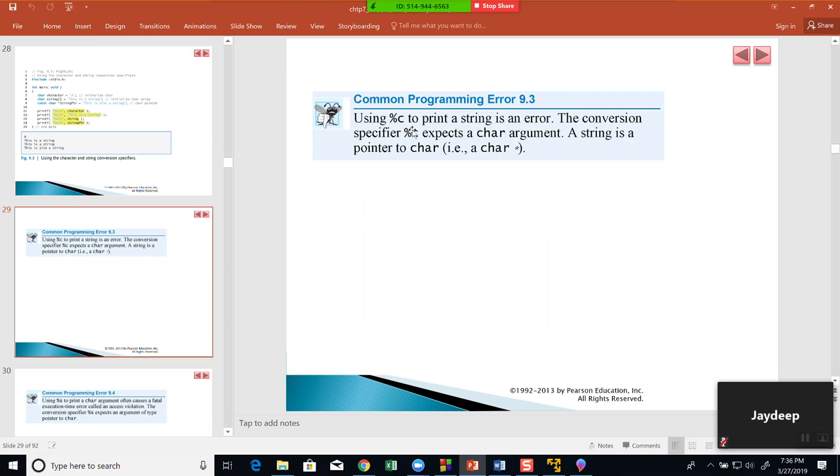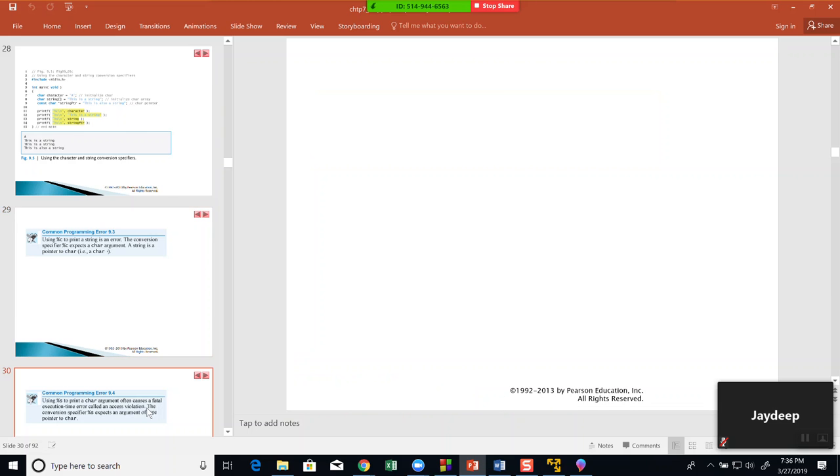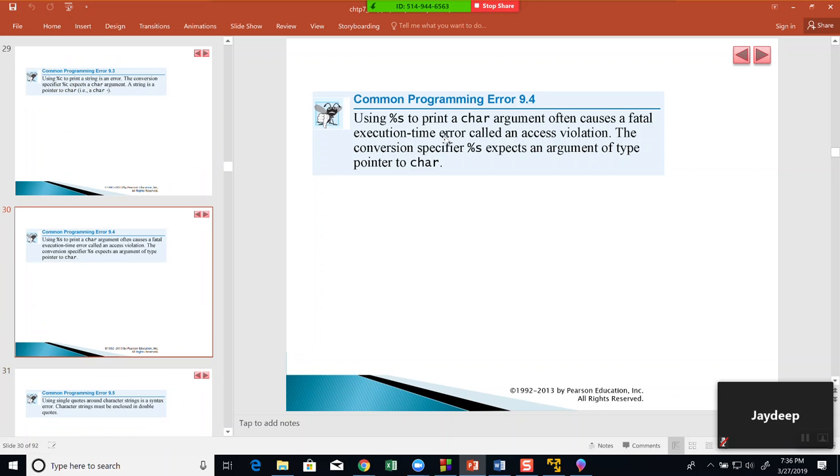Don't use %C to print a string, because %C is for a character. Using %S to print a character argument often causes a fatal execution time error called an access violation. Because the %S is expecting either a string, an array of characters, or it's expecting to see that /0, terminating. So it's not expecting a character.